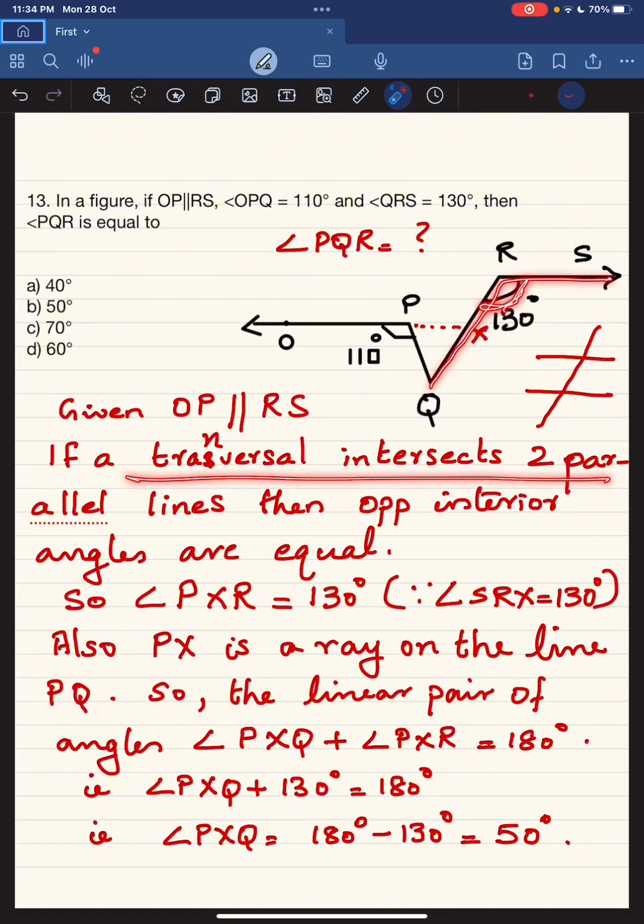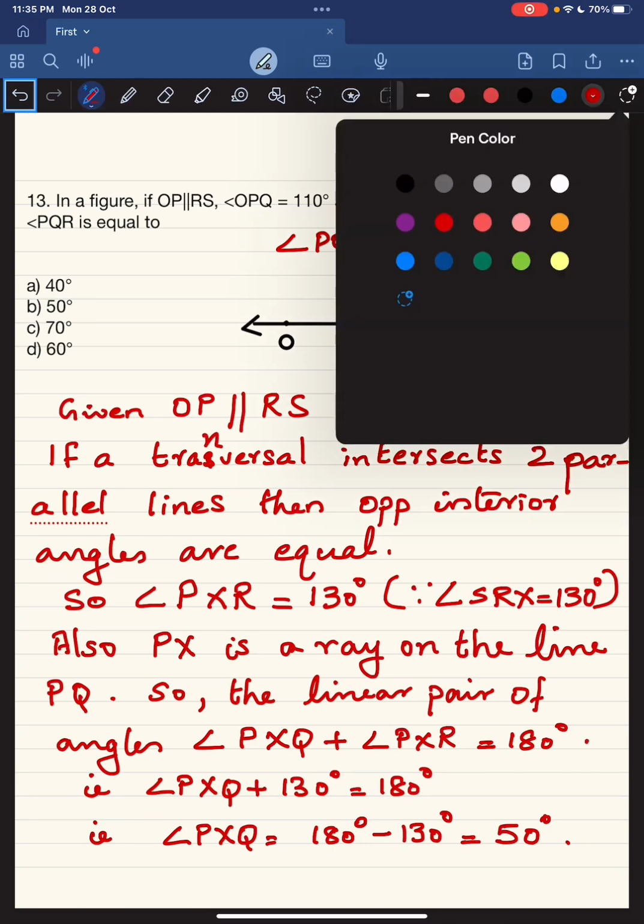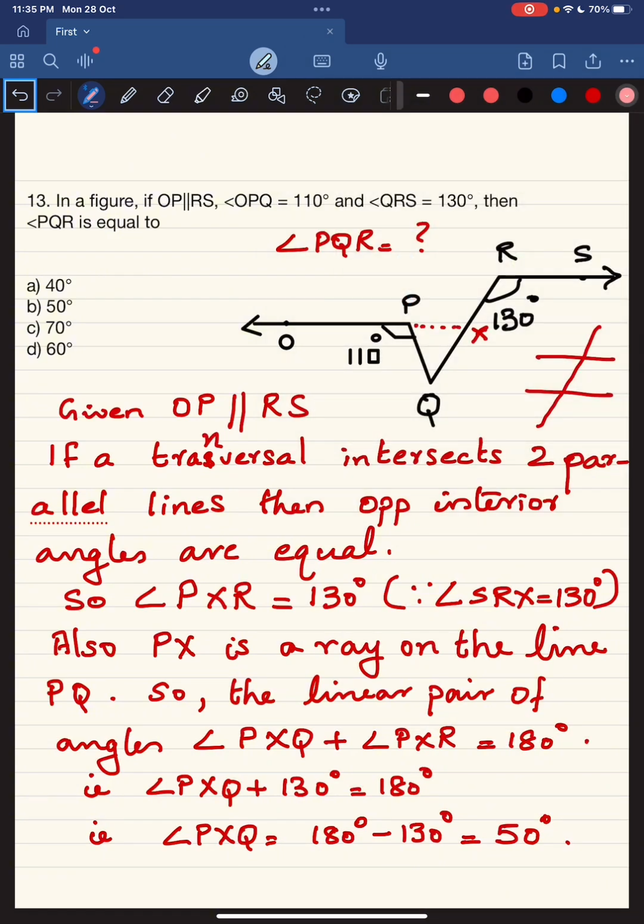So by this theorem we can write angle PXR is equal to 130 degrees, because this is a transversal, so opposite interior angle. So we can mark this angle PXR as 130 degrees, right? This is a transversal, opposite interior angle.